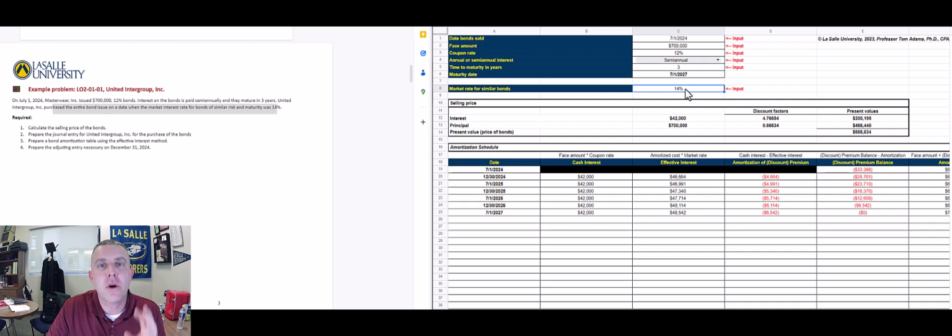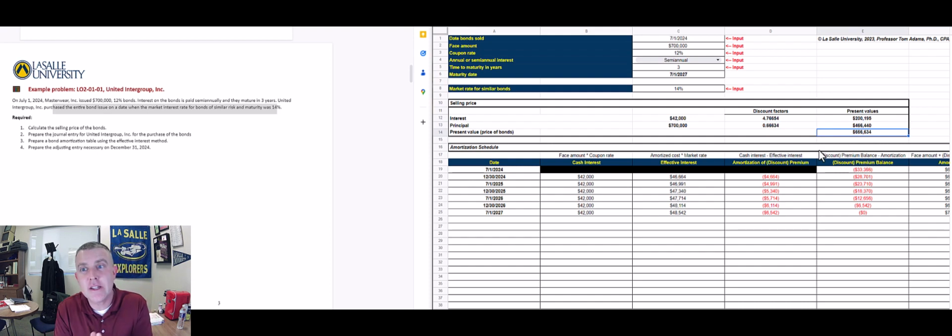So we want to price these bonds so that they will yield the market rate of interest, not the coupon rate. We want to yield the market rate of interest to investors. Okay? So this is the discount factor, present value of an ordinary annuity of $1, where N is equal to 6 and the interest rate is equal to 7%. Here, the principal, this is the present value of $1, where N is equal to 6 and the interest rate is equal to 7%. Okay? We multiply these things across, and then we get our bond selling price.